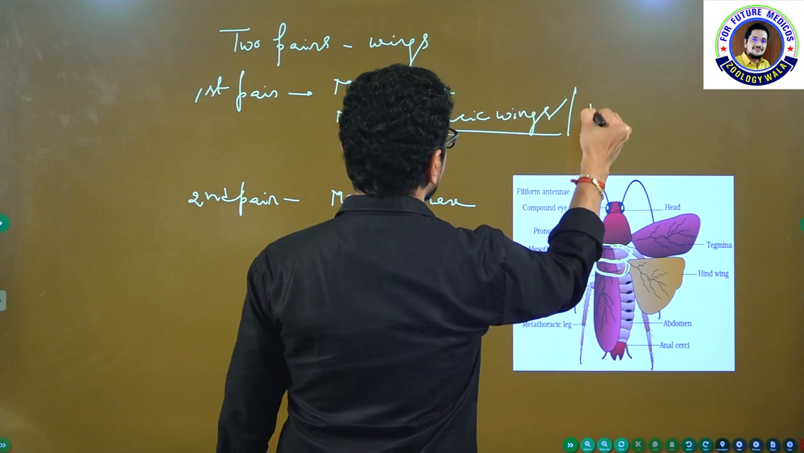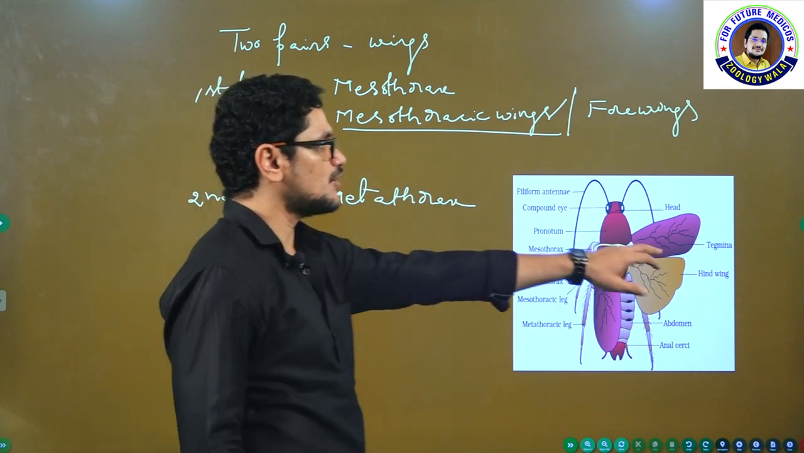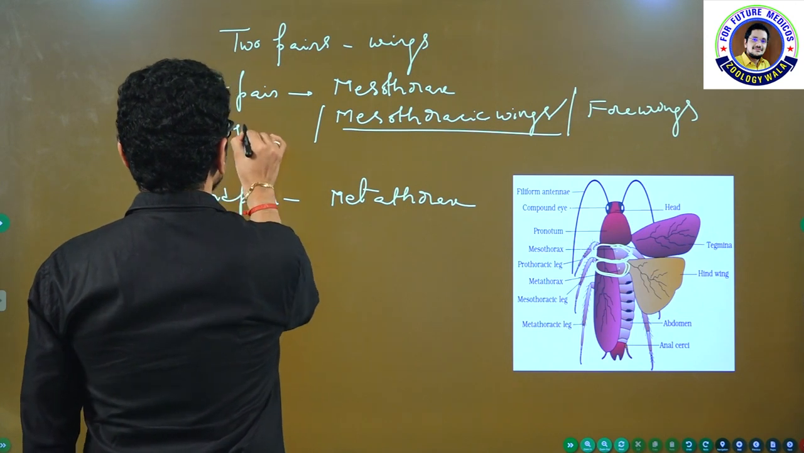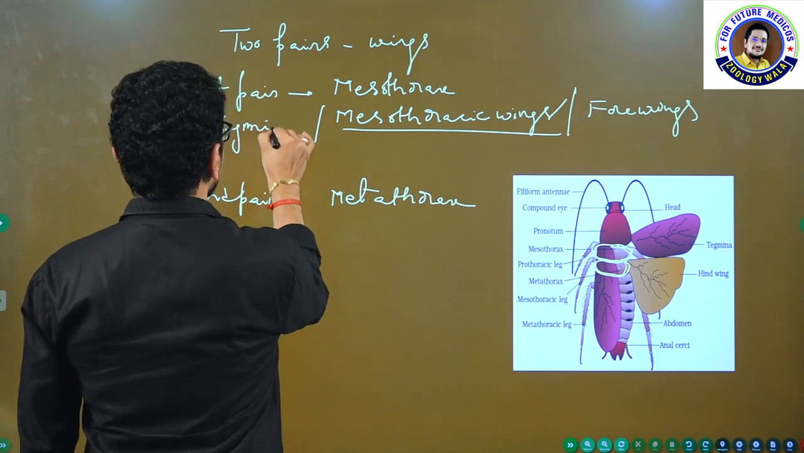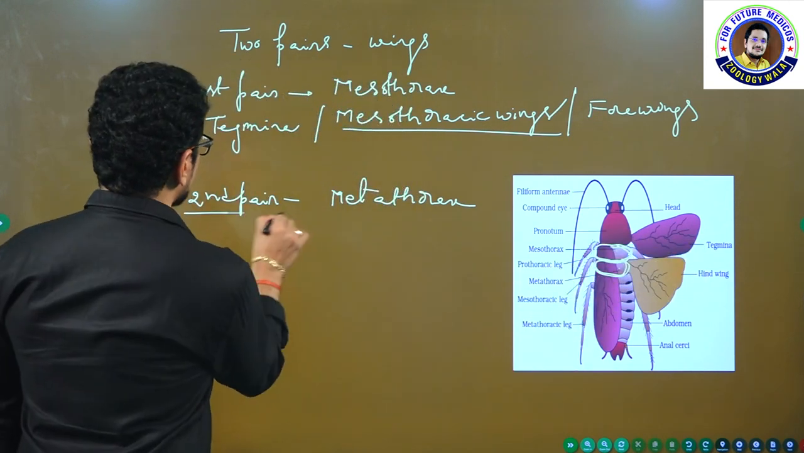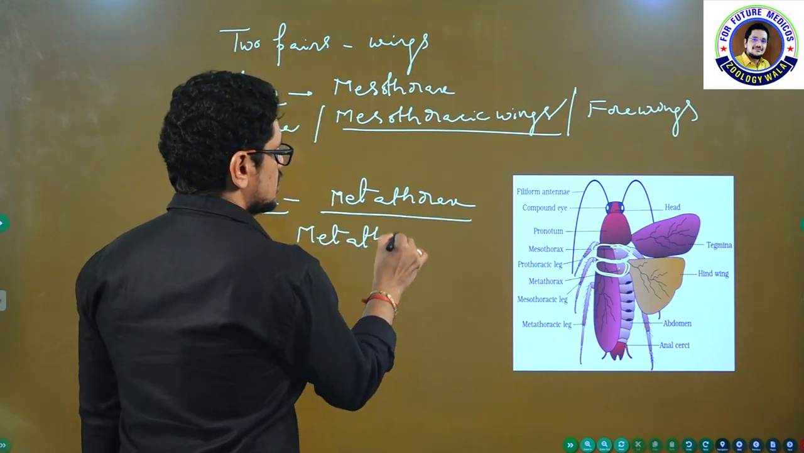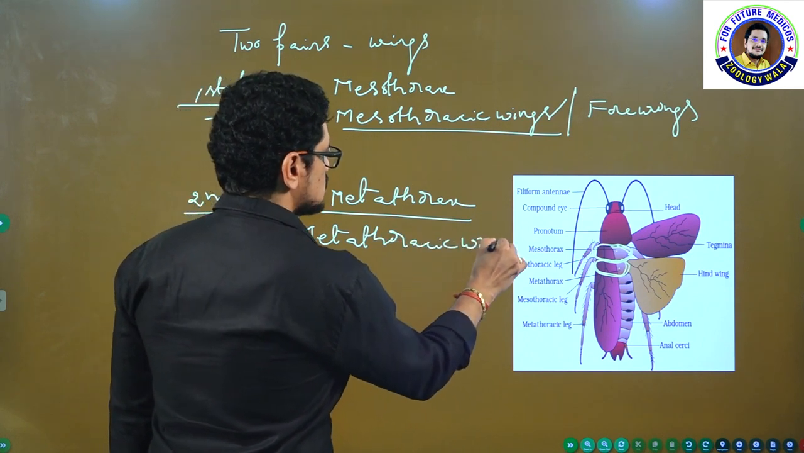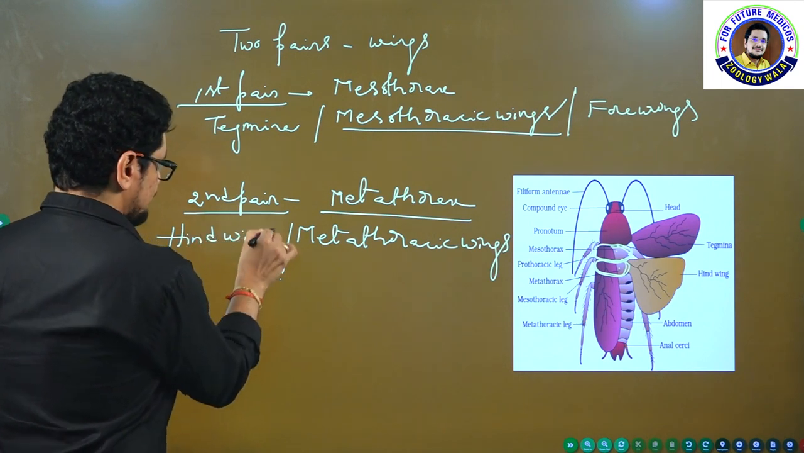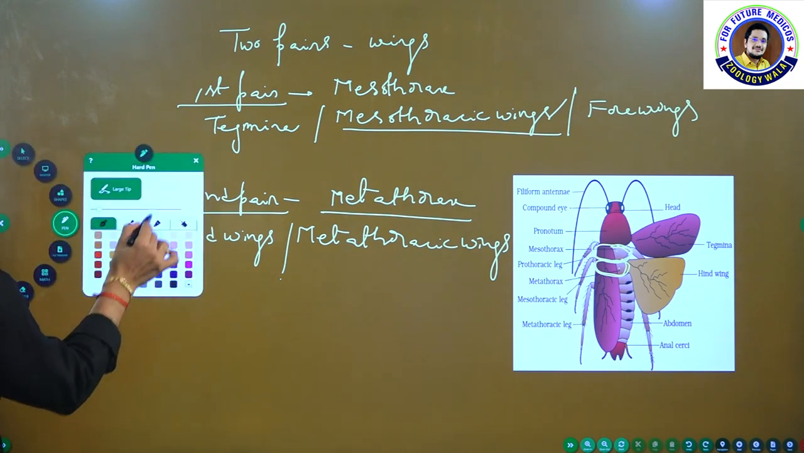These are also called forewings, F-O-R-E. Fore means anterior, something like forelimbs. So, forewings are also called tegmina, T-E-G-M-I-N-A, tegmina. And these are the second pair of wings. The second pair of wings are called metathoracic wings. Why? Because they are attached to the metathorax. So, these are also called metathoracic wings, also called hind wings. First pair of wings are mesothoracic wings, second pair metathoracic wings.